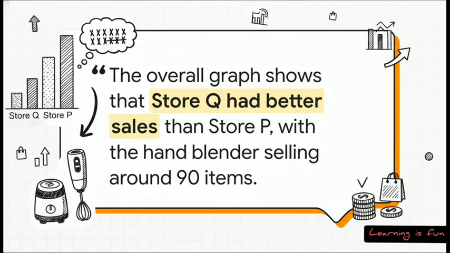Now on to the body. We always start with the biggest, most obvious trend. A quick look shows that the dotted line, which is store Q, is generally higher than the solid line for store P. So we state that first. Store Q had better sales. Then we back it up with specific evidence, naming the products where Q did better and quantifying its biggest win, the hand blender, with around 90 sold.